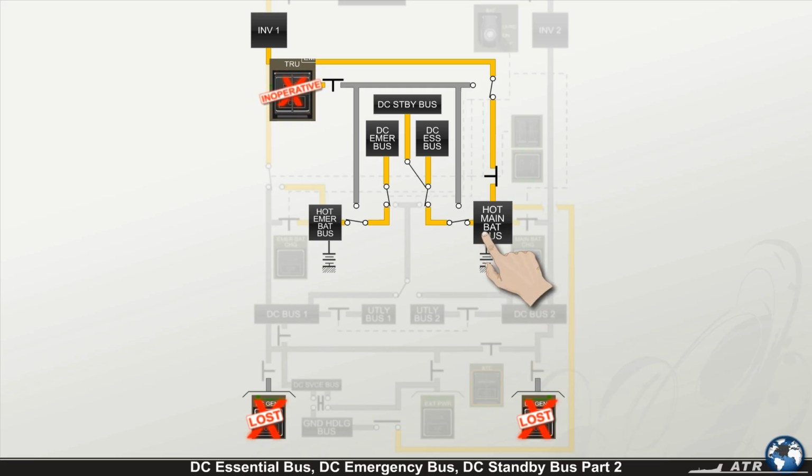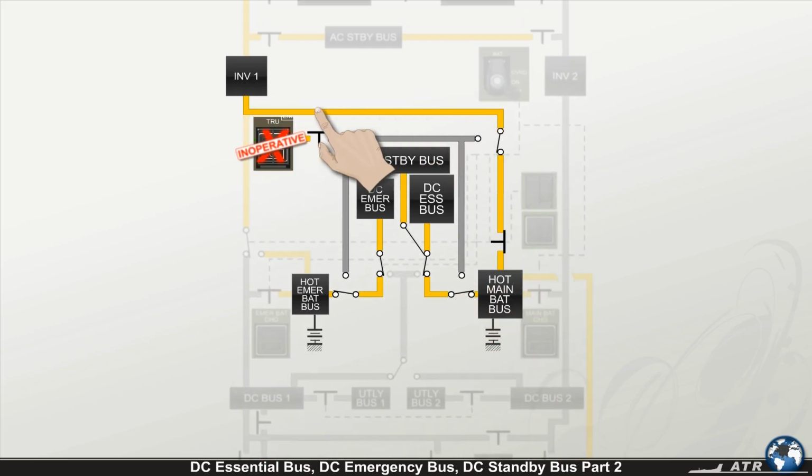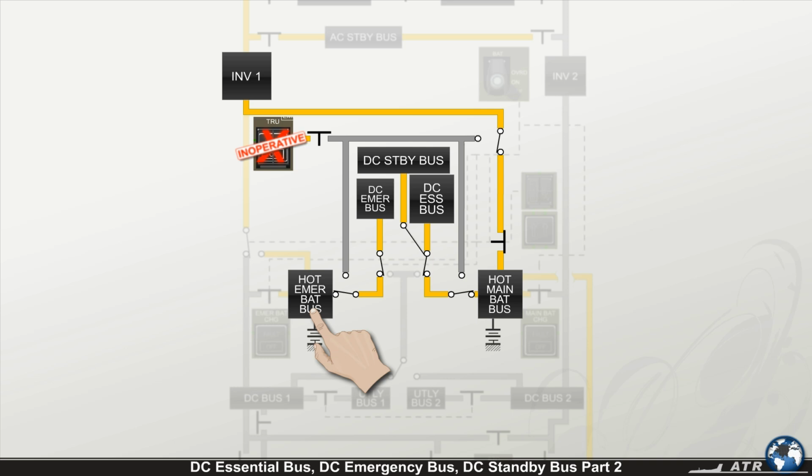the hot main battery bus, DC essential bus, DC standby bus, and inverter 1, whereas the emergency battery supplies the hot emergency battery bus and DC emergency bus.